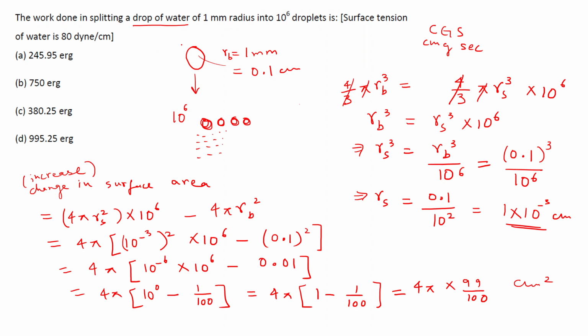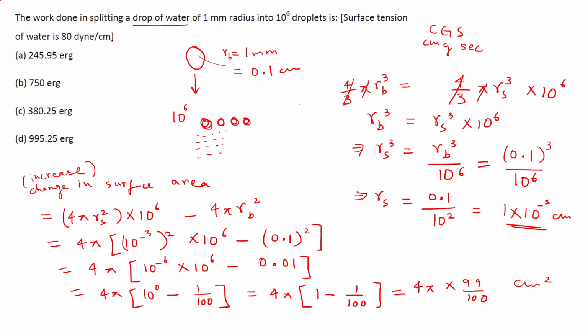So, okay, the work done for the increase in area will be the surface tension times the increase in surface area. So work done will be, the surface tension of water we have been given here.